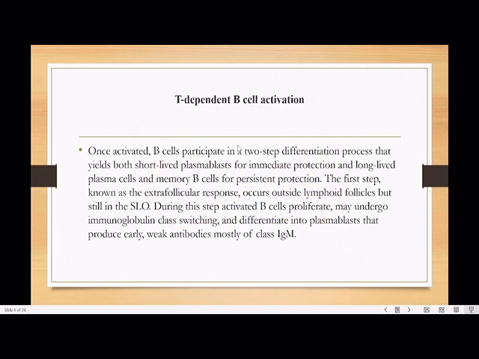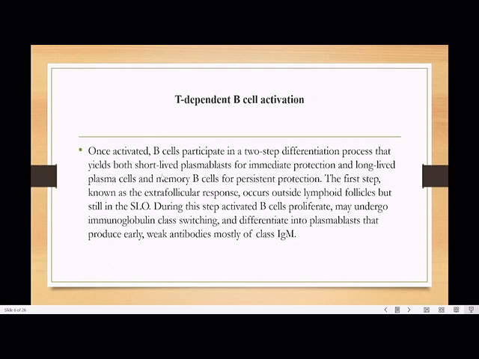Now, the T-dependent B cell activation. Once activated, the B cell participates in a two-step differentiation process that yields both short-lived plasmablasts for immediate protection, and long-lived plasma cells and memory B cells for persistent protection.